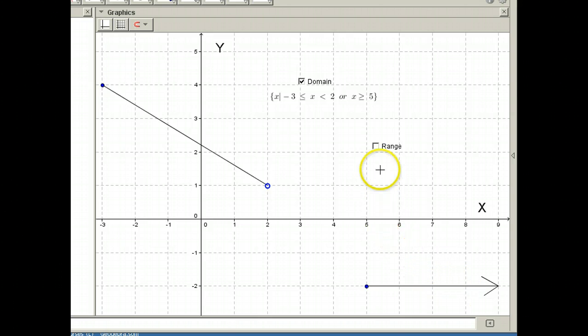So, to state this range, we would say the set of y's such that 1 is less than y, less than or equal to 4, or that y could also equal -2. This completes our screencast of giving the domain and range of a function from its graph.